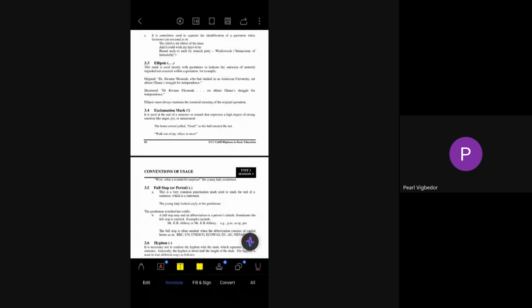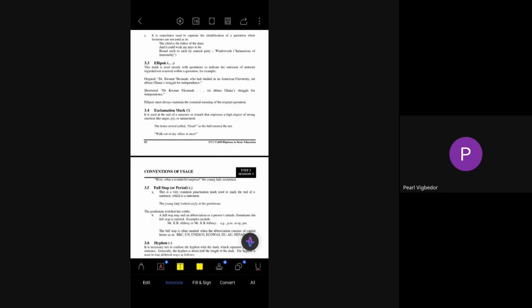Those words that you omit mostly, or the phrases or clauses that you omit, will not affect the meaning of the sentence. So the original meaning is still there, even when that phrase or clause is there or when they are being taken out. So we have an example: Dr. Kwame Nkrumah, who had studied in American University, set ablaze Ghana's struggle for independence.